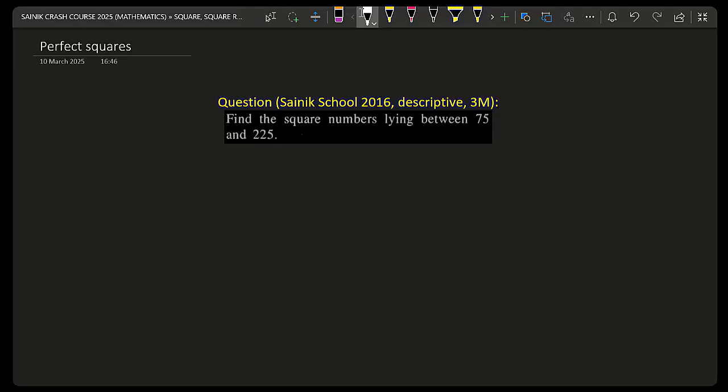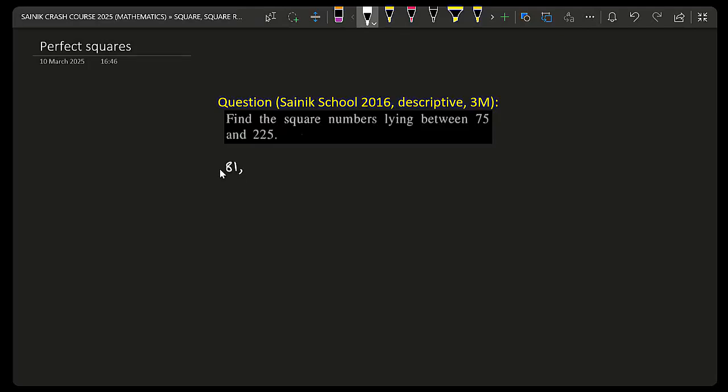Sir, find the square numbers lying between 75 and 225. Yes. First one, 9 square is 81. 8 square, 64, is not going to lie between them. After 8, you can go for 9 square. So 9 square is 81.